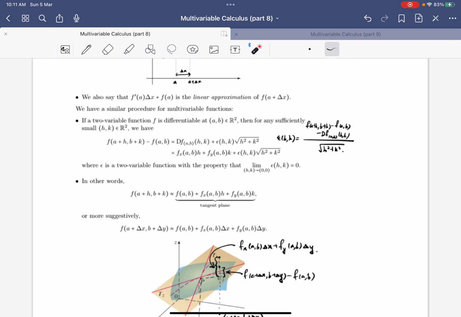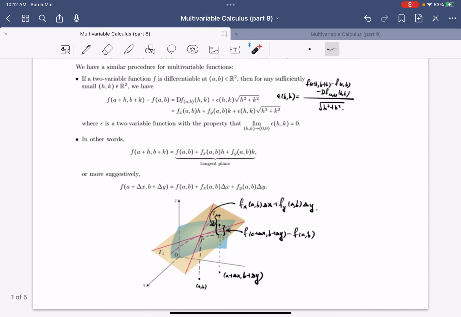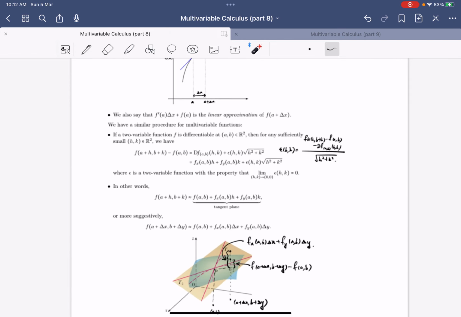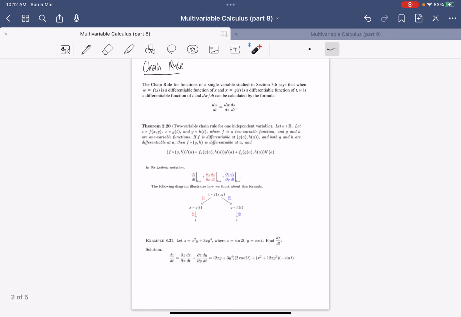So in other words, we can state that the tangent plane, by bringing this over, is approximately f(a,b) plus this linear map, this total derivative. And that really coincides with the ideal geometric picture that we want to agree with. We'll be moving on now to something very important and very useful known as the chain rule.